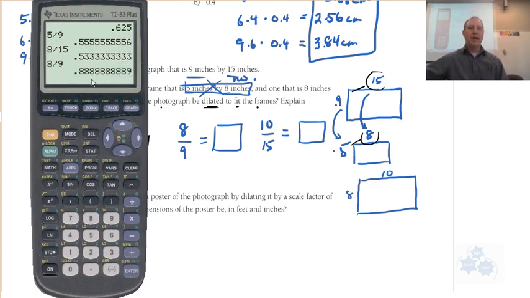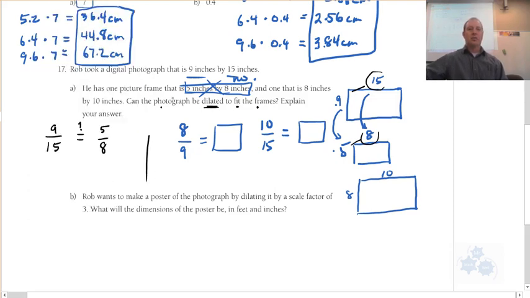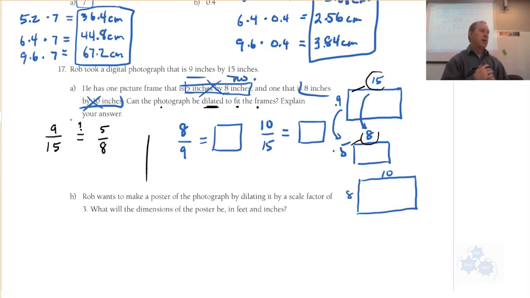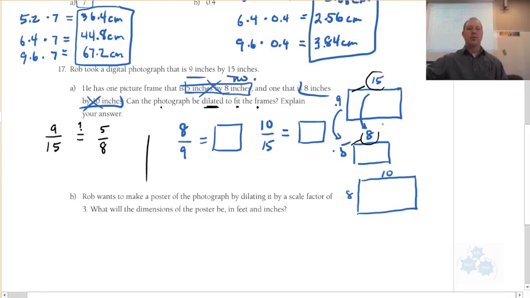So this is 0.88888. And 10 divided by 15 is not the same. So it looks like this one here too, the 8 by 10, that's a no-go either. So you would kind of pick one way and just check to see if they're the same shape and if they're a reduction of the original. And so you would say no for A. Any questions about that?